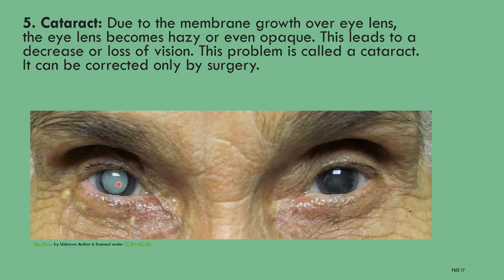Even this eye lens will not allow any light rays to enter into it. This leads to a decrease or loss of vision. This problem is called a cataract. The growth of a white membrane on the eyeball, we call it a cataract. This can be corrected only by surgery. We can't use any other method. Only one option: we have to remove this layer, then only this problem is corrected.